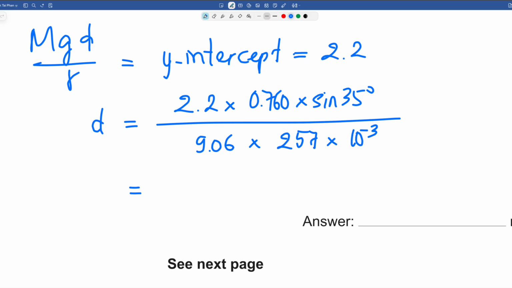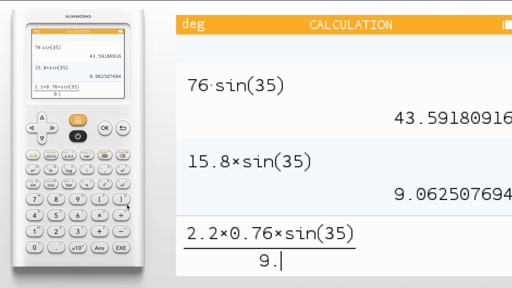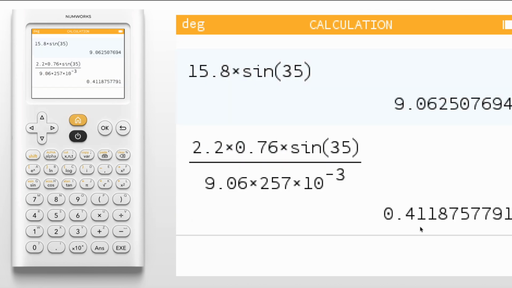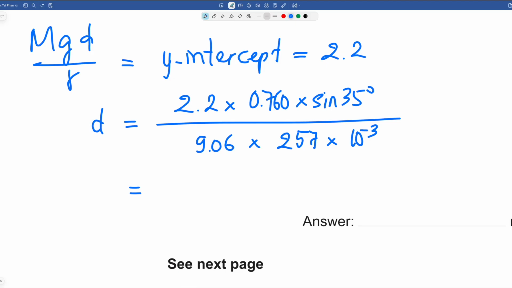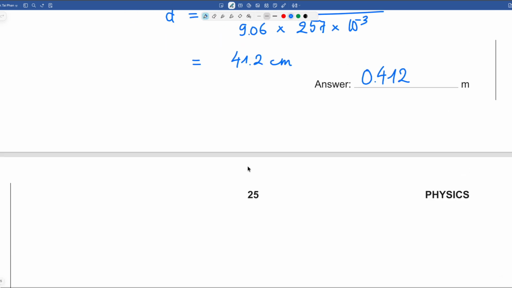2.2, the y-intercept, multiply with 0.76 and then times sine of 35 degrees, and then divide by g, 9.06, and mass 257 times 10 to the power of -3 converted to kilograms. With the answer, that distance is 0.412 meters, which is 41.2 centimeters. It makes sense, it is smaller than the length of the wooden rod, which is 76 centimeters.